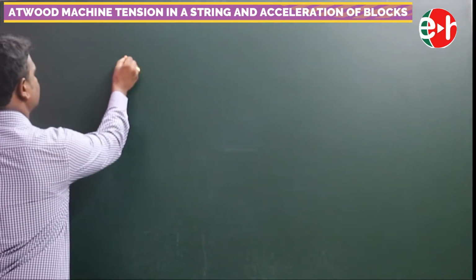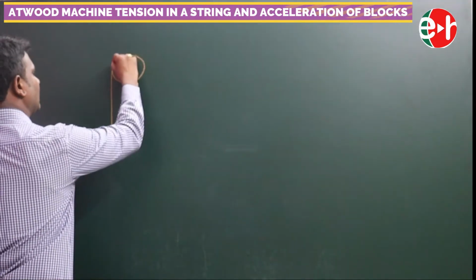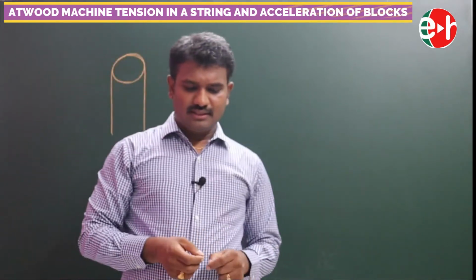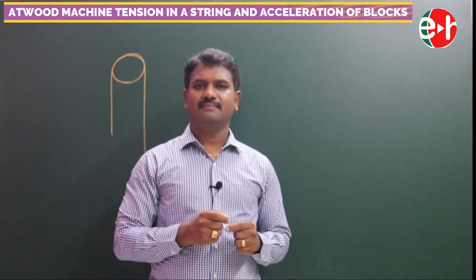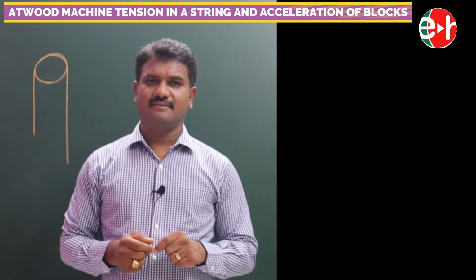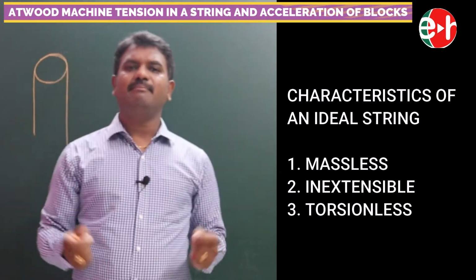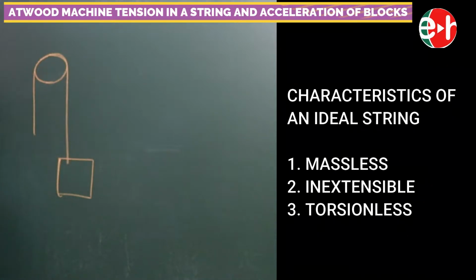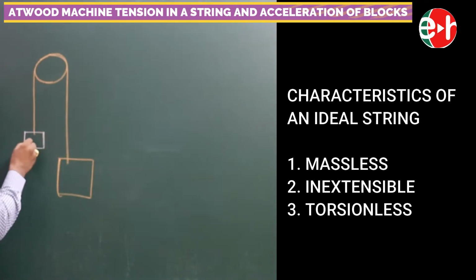Let us see how it looks. This is a smooth pulley, and a massless and inextensible string is passing through the pulley. Here in this chapter, up to some extent, we are going to speak about an ideal string. What are the characteristics of an ideal string? One is, it is massless. Can a string be massless? No. Here massless means the mass of the string is negligible when compared to the mass of the pulley or hanging masses. We are going to hang some masses. So when compared to the mass of the blocks, the mass of the string is negligible.